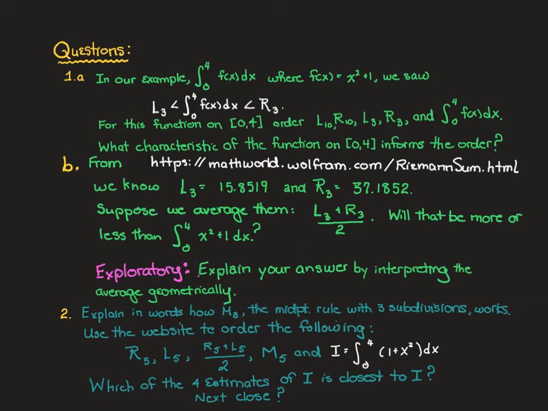Next, I'd like you to take a look at the website, play around, and look at R5, L5, the average of those two, the midpoint sum with 5 subdivisions, and the value of the integral. What I want to know is, what order do they come in? Which is biggest, which is smallest, and which of the 4 estimates of the integral is closest to the integral?